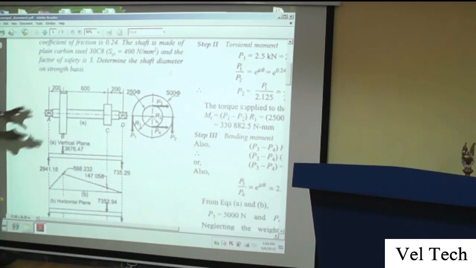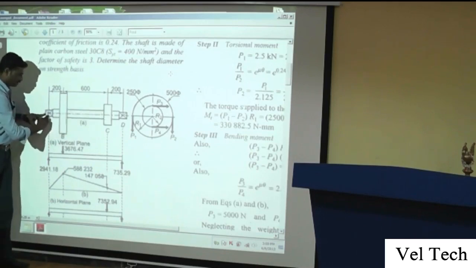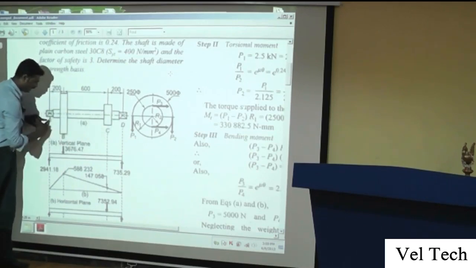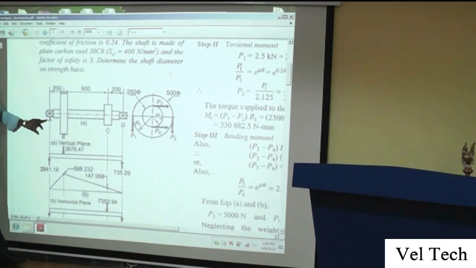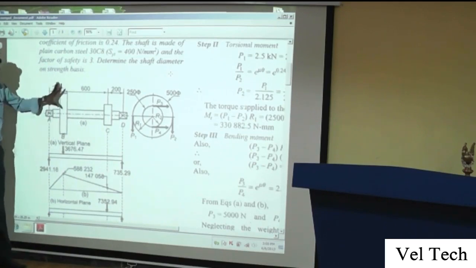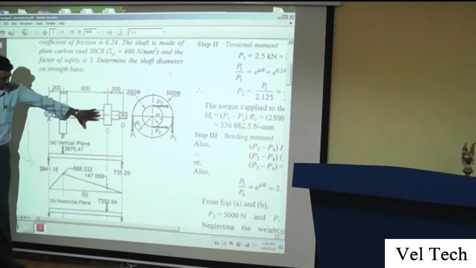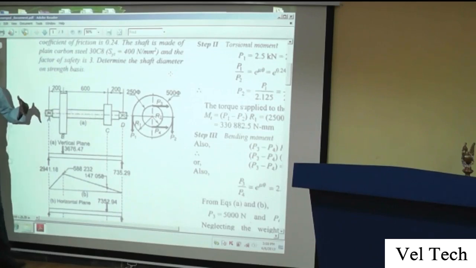So we know the general formula, T1 by T2 is equal to e power mu theta. You know the simple formula from our transmission. T1 by T2 is equal to e power mu theta. Right? Mu value is given. Theta value is given. First we design only this, pulley B.